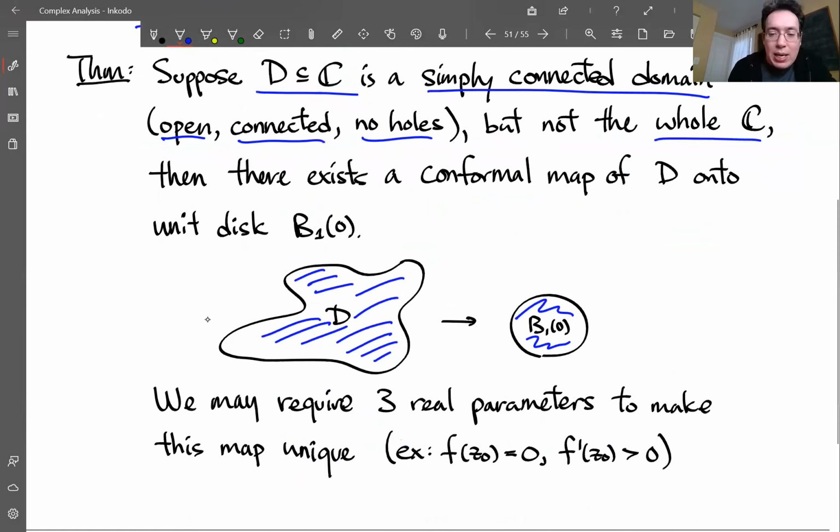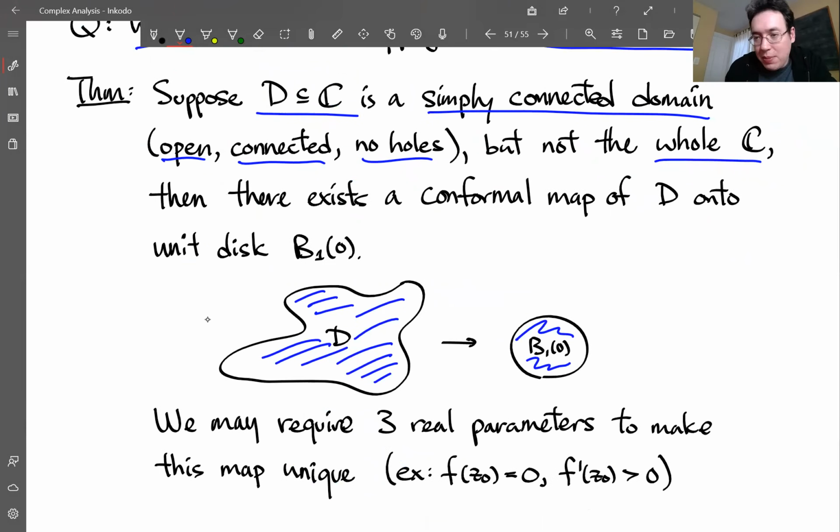And you can do it in such a way that you have some restrictions. You could take any point in the original domain, and you could choose to map that into the origin, or the center of the unit disk. So that's one restriction you can make. And you don't have quite control over the magnitude of the derivative, but you could choose the argument so that it's a positive number. So if you restrict those two things, then you have a unique conformal map from whatever simply connected domain you had to the unit disk.